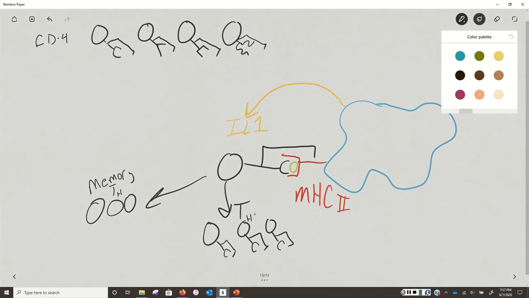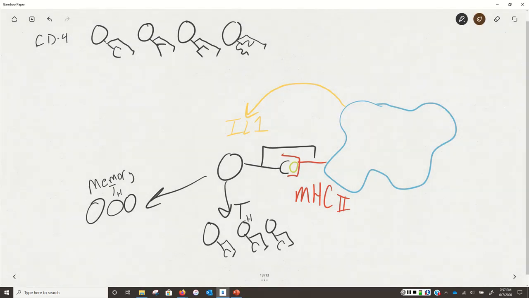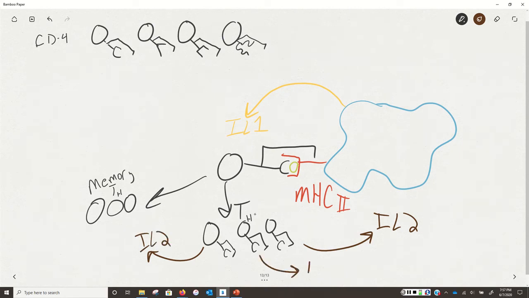So what do active helper T cells do? They release a chemical called interleukin 2. And interleukin 2 is kind of like an alarm call. Interleukin 2 tells all of the other cells in your immune system, hey, there is something here that we need to fight, so get into fight mode.